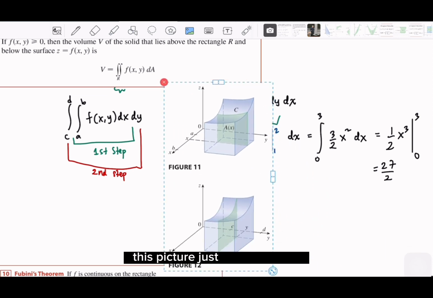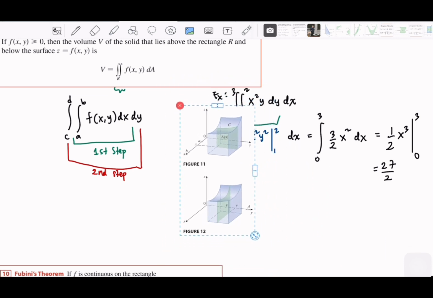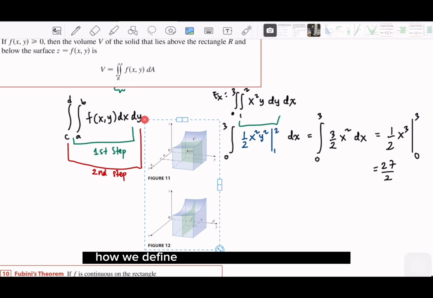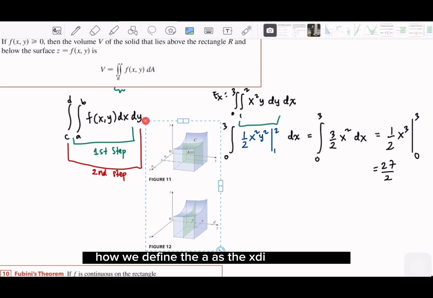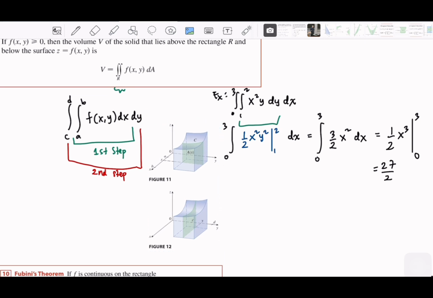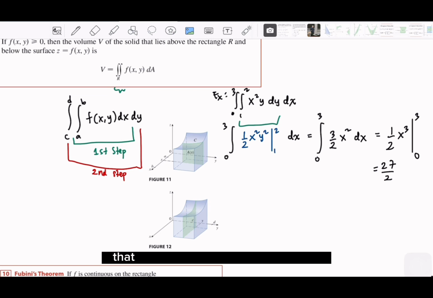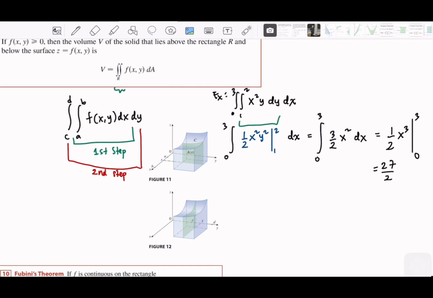This picture is to show you how we define dA as dx dy. We define it precisely here for x and for y. So this will be the distance that we are going to input in our area.